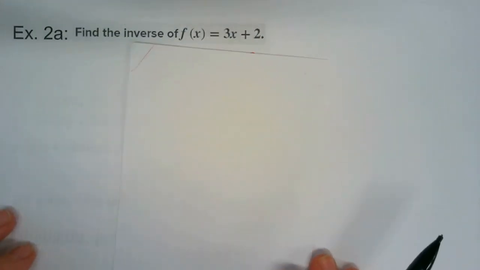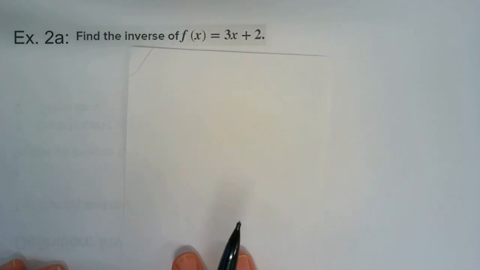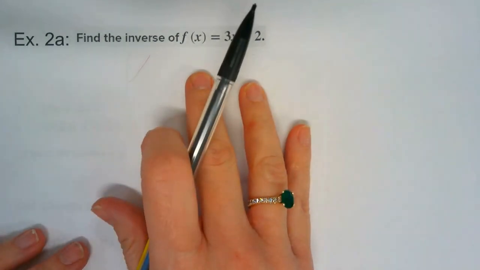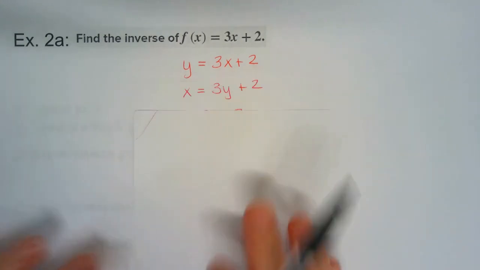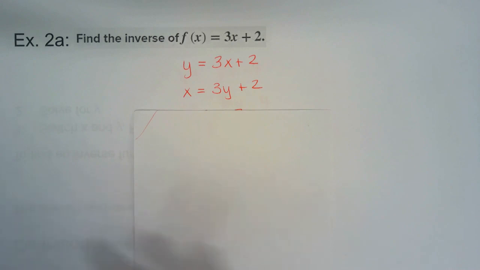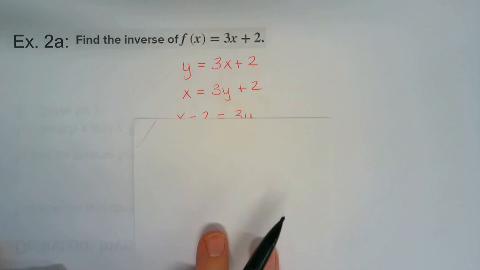So it asks us to find the inverse of f of x equals 3x plus 2. First step, know that f of x is just y. So put y equals 3x plus 2. Next step, switch the x and the y terms around, or the x and y variables, I should say. Now, just solve for y.